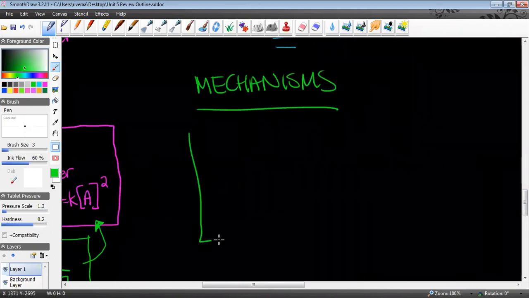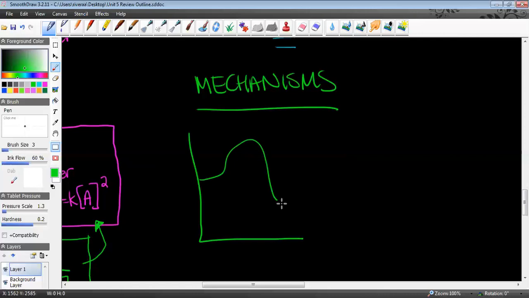You're used to seeing reactions happening in one step. You're like, oh yeah, there's my activation energy. Got to get up over that hump, right? This would be a one-step mechanism where your reactants go up over that activation energy barrier and they turn into products. This would be an example of a one-step exothermic reaction.